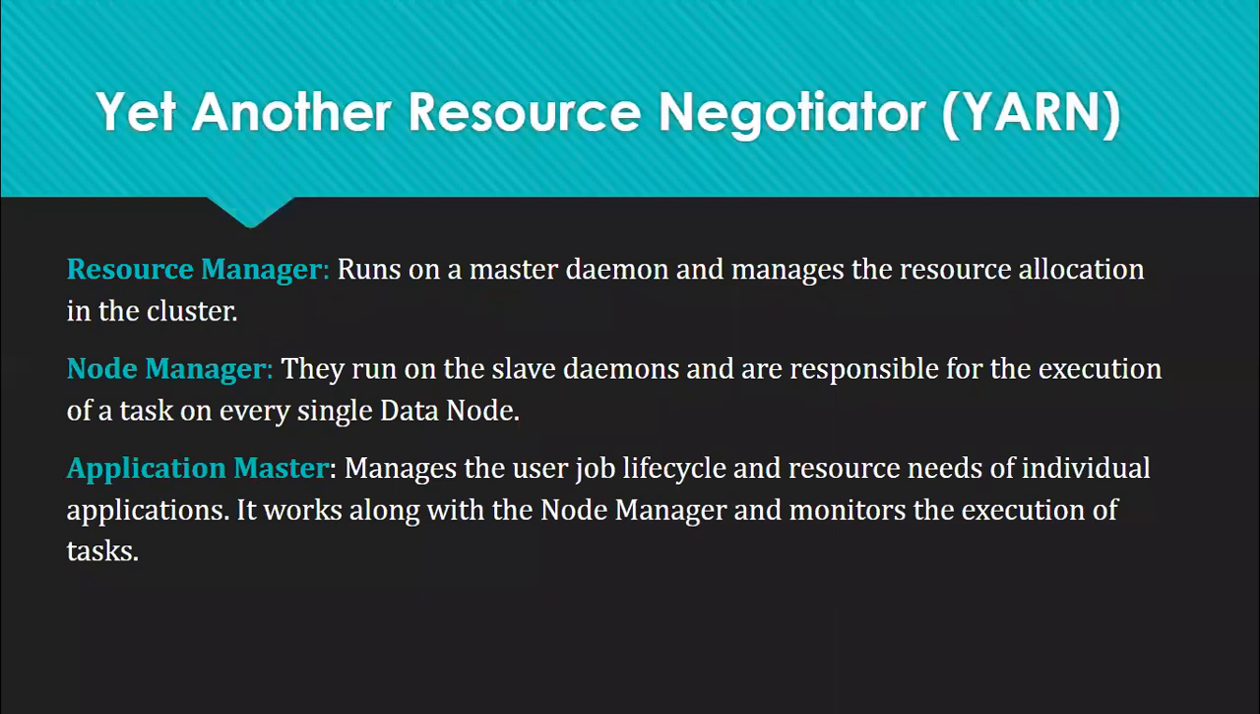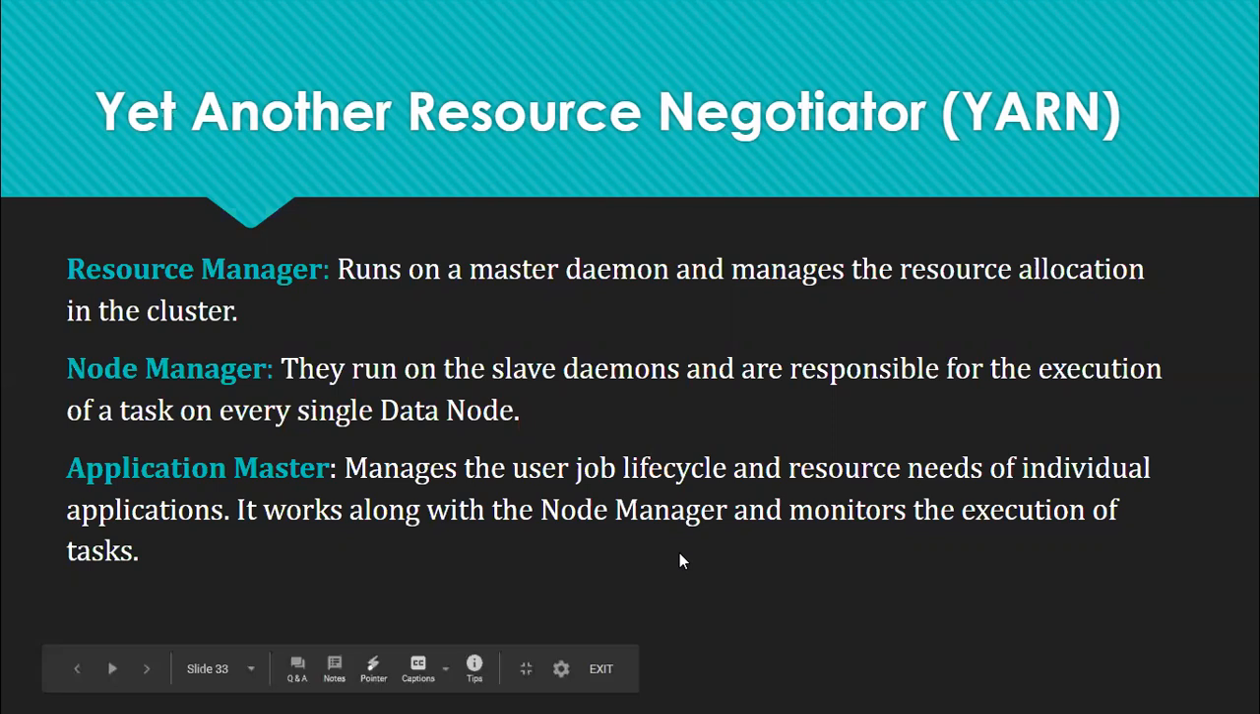Third one is the application master. It manages the user's job life cycle. Like for your project, you have a life cycle, the HDFS life cycle. So likewise, when a job is submitted, it works in a different life cycle. Like first it is given to the mapper, then shuffler, then reducer, then generating a final output. So this is the life cycle of a job. So it manages the user's job life cycle and resources needed by an individual application. It works along with the data node and monitors the execution of tasks also.